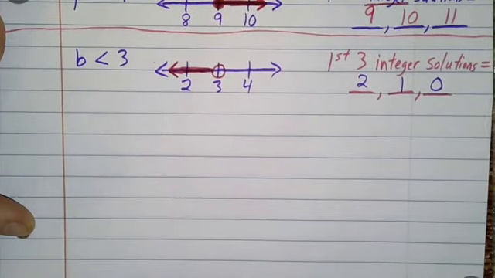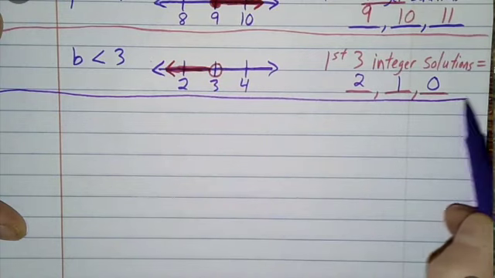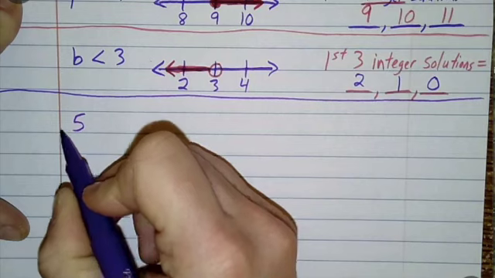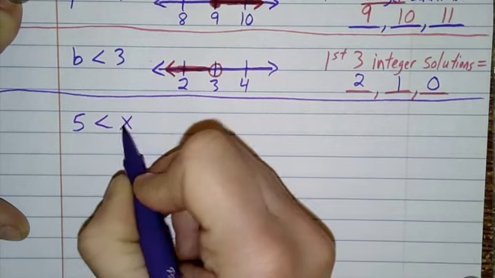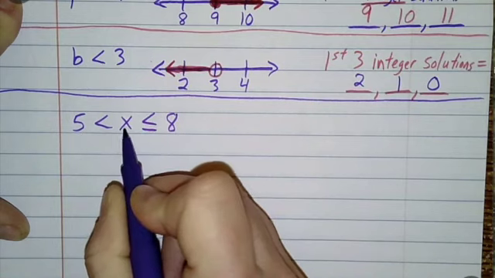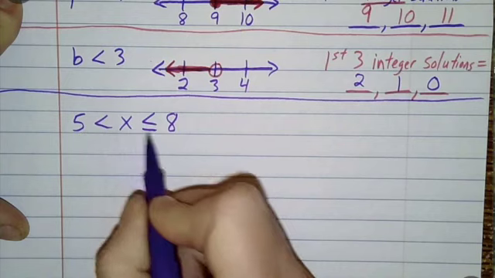Let's try another example. I'm going to draw a line here. This one's kind of tricky. It says 5 is less than x, but x is less than or equal to 8. So see how x is kind of in the middle? That means it's greater than 5 but less than 8. It's kind of in between them.